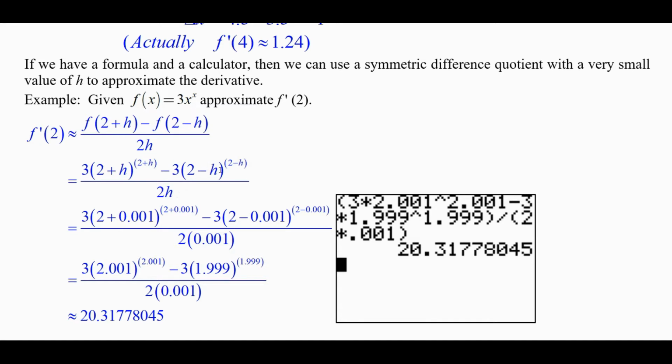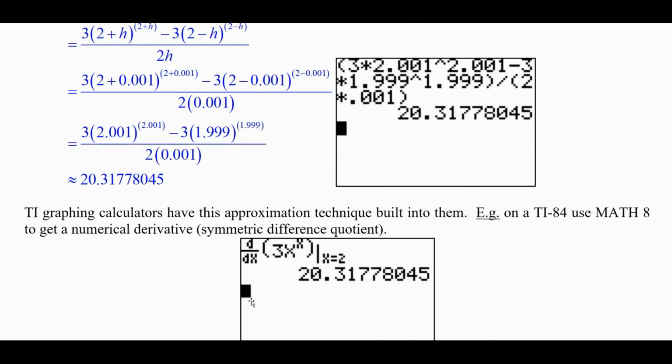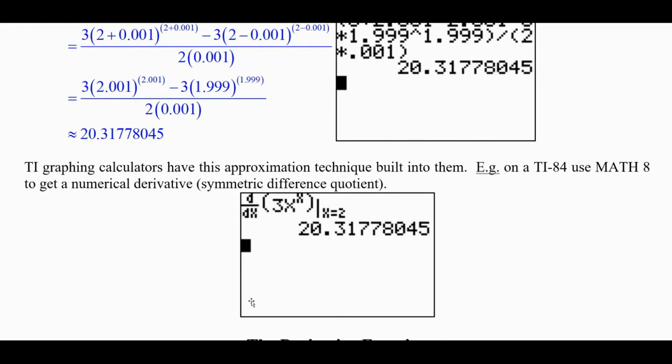Here I just plugged in an h of 0.001 everywhere and worked out the details on a calculator. Of course, I'm using a calculator to do the arithmetic here. I didn't want to do this by hand. And it gets approximately 20.31778045. Now it turns out that TI graphing calculators have this approximation technique built in. In other words, they have a symmetric difference quotient built in.